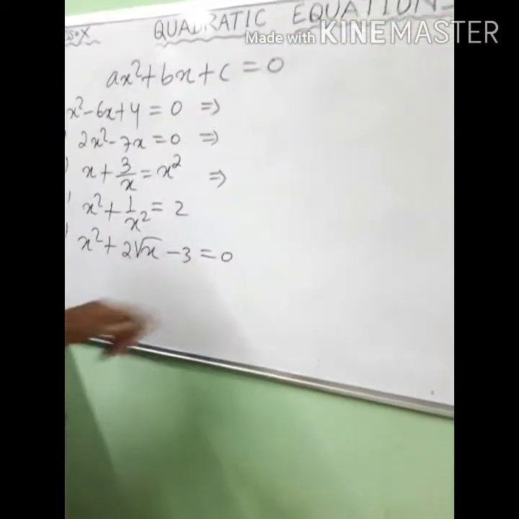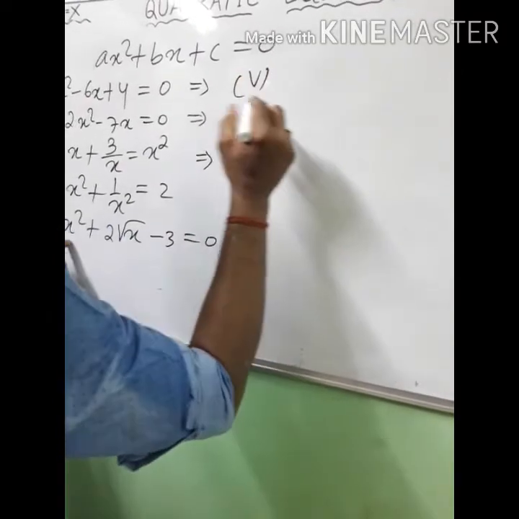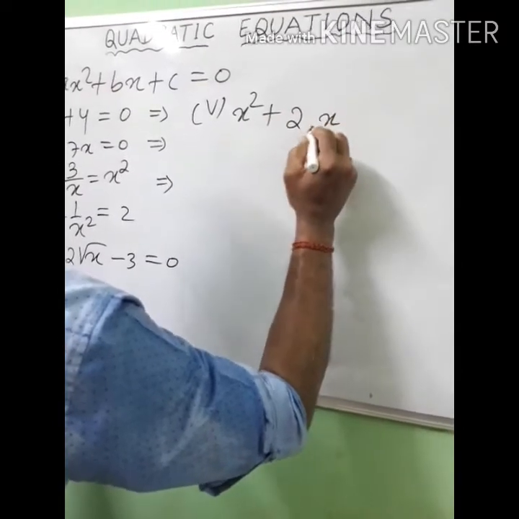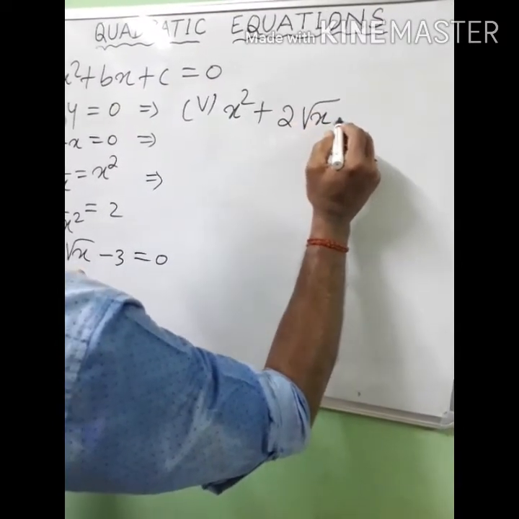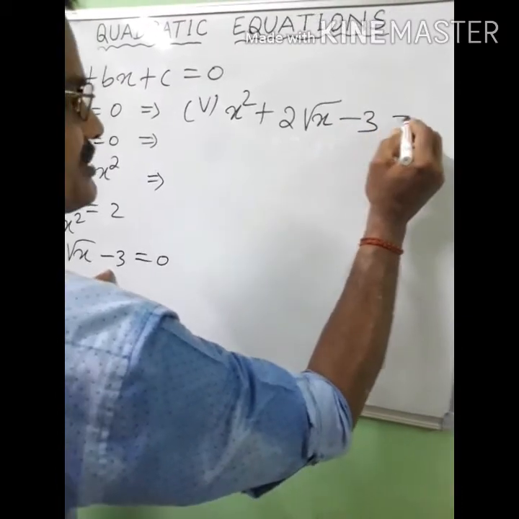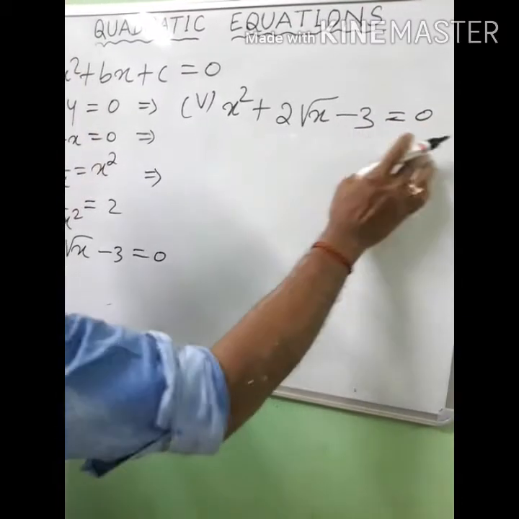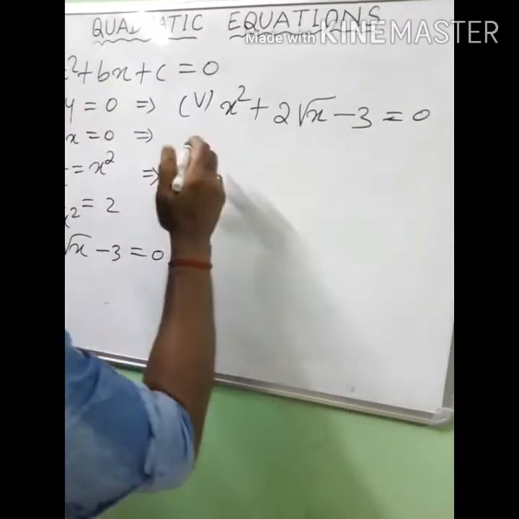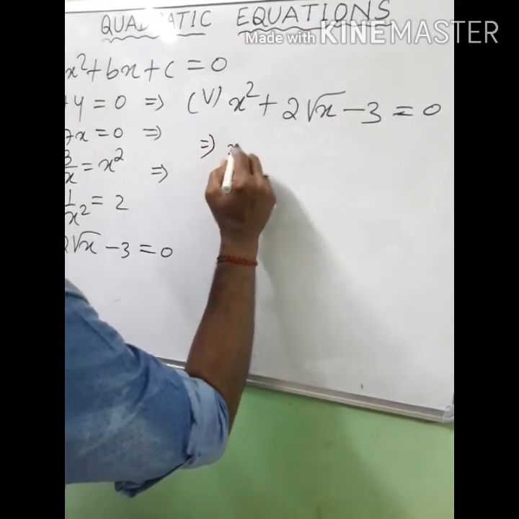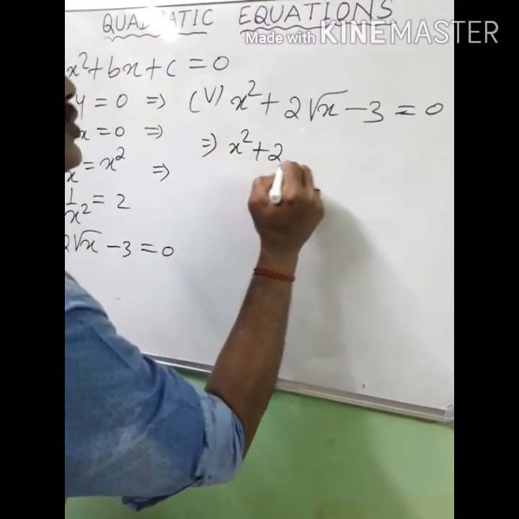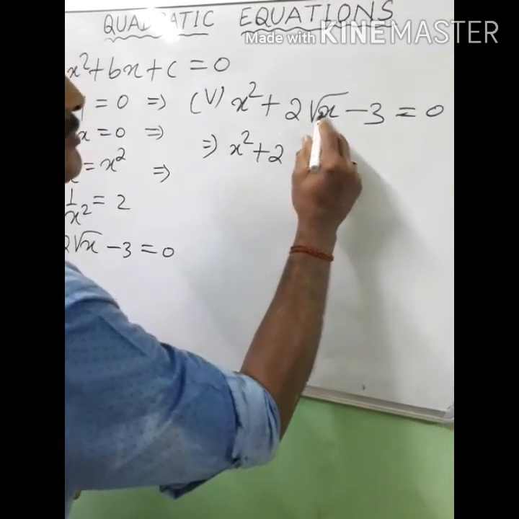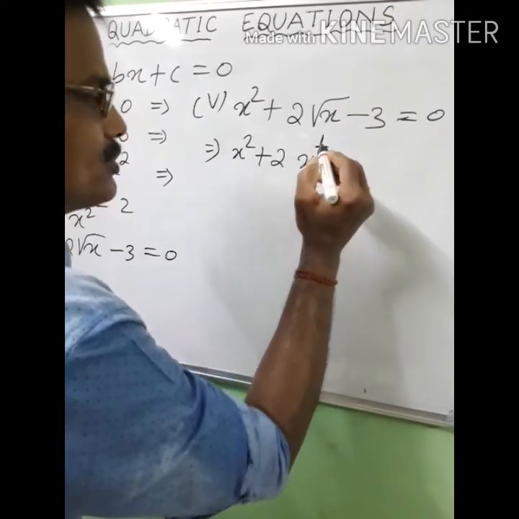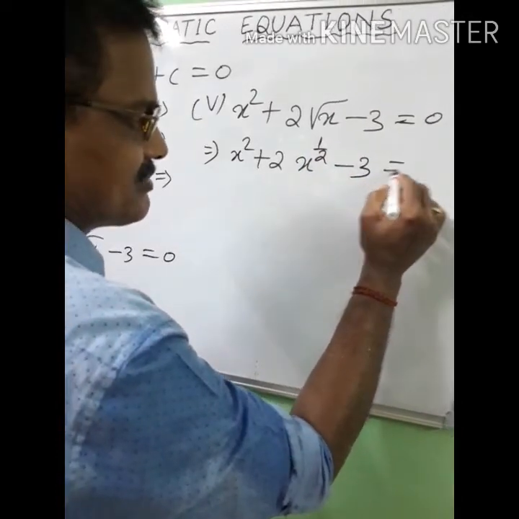Example number 5 is like this: x square plus 2 root of x minus 3 is equal to 0. So it is also not a quadratic equation, because if I simplify it, x square plus 2, x to the power how much? Root of x means x to the power 1 by 2. So x square plus 2x to the power 1 by 2 minus 3 is equal to 0.